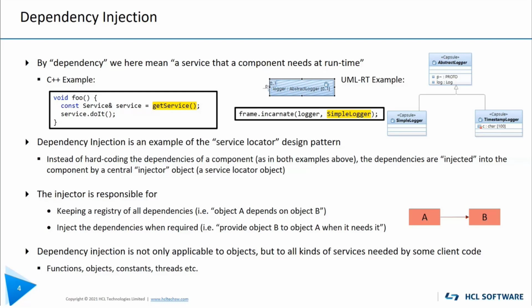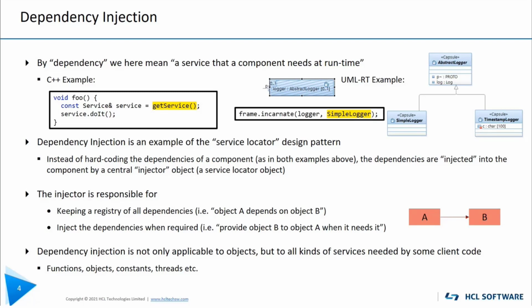And instead of hard coding the dependencies like I've done here, the idea with dependency injection is that you specify the dependencies outside or in some central place, and then you inject them when you need them. And usually the object or component responsible for this is called an injector object or a service locator object.